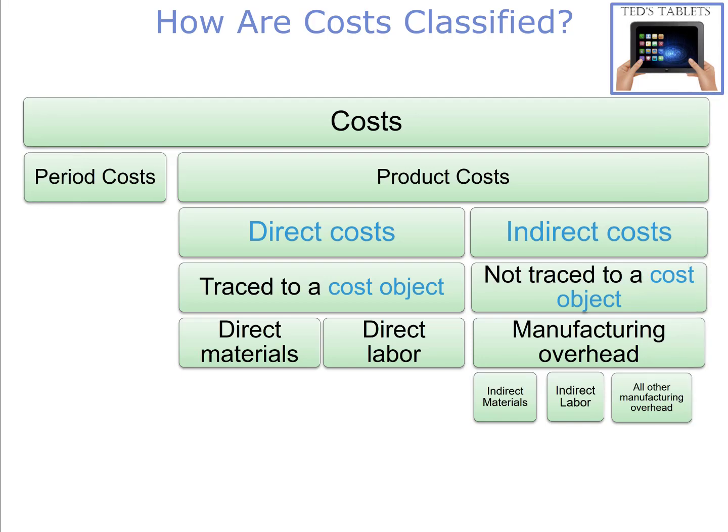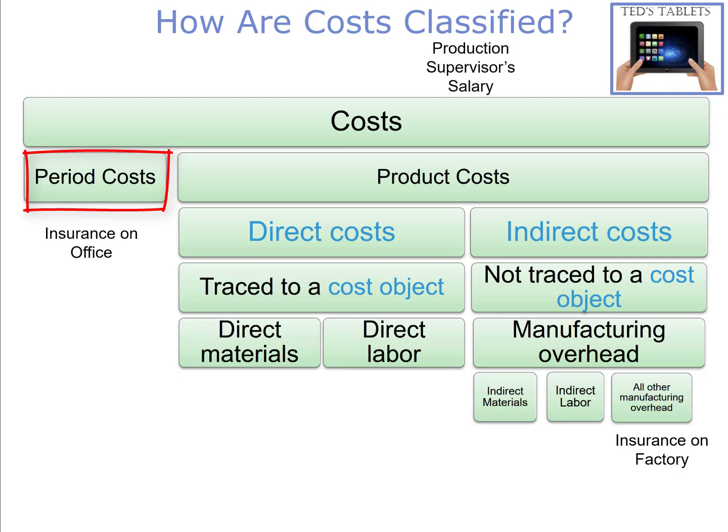How about insurance on the factory? Insurance on the factory is classified as a product cost called manufacturing overhead. What about insurance on the office? This would be a period cost.